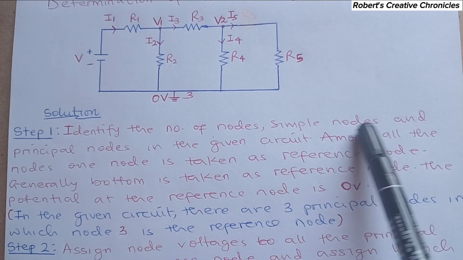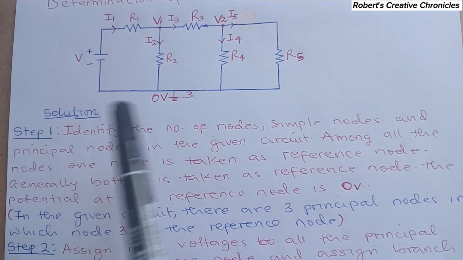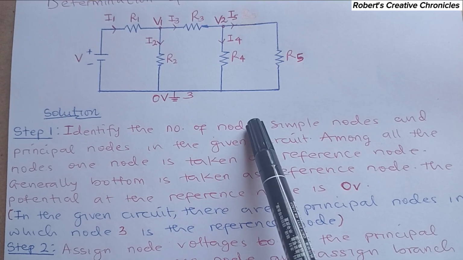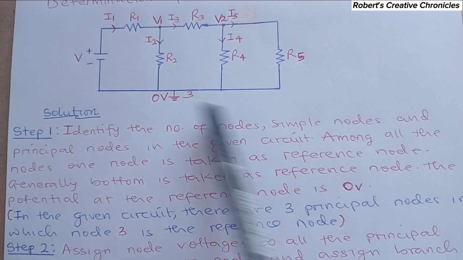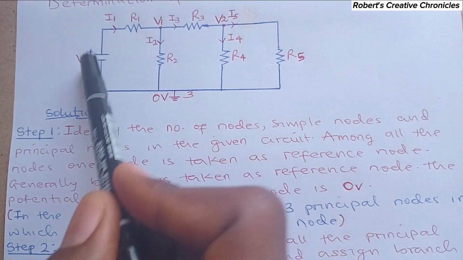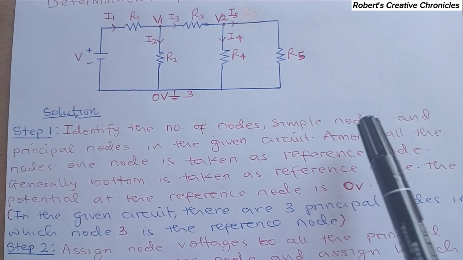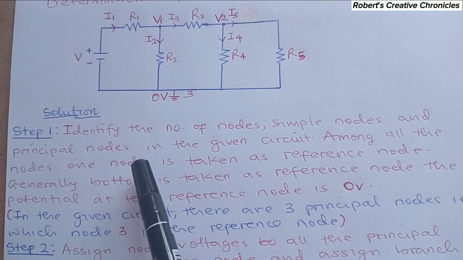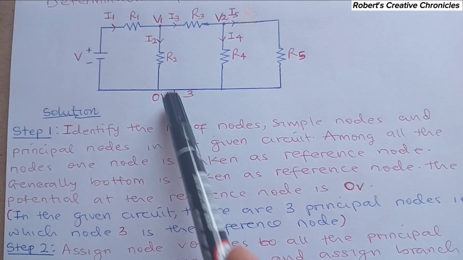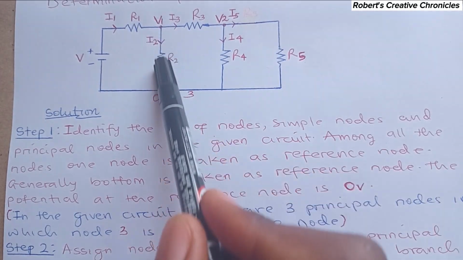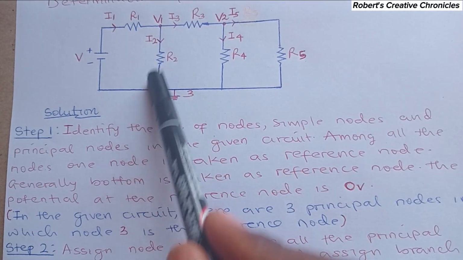A simple node is the point in a circuit or a junction in a circuit where only two branches are interconnected. Like this point is a simple node because only these two branches are interconnected. But when more than two branches are interconnected at a junction, it is known as a principal node. Because like at this point, there are three branches interconnected here at this point 1. So it's a principal node.